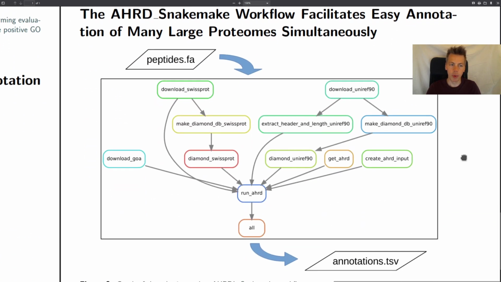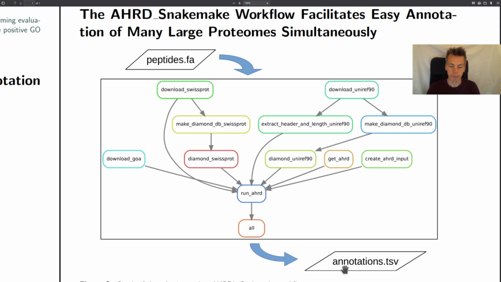So AHRD was always fairly easy to use, but we now made it even easier by integrating it into a Snakemake workflow. Snakemake is a workflow management utility that uses Conda to manage the software dependencies we need. The user only has to input peptide FASTA files, and the workflow downloads the necessary information from databases and also does the searches, gets and builds AHRD and runs it, and then spits out the annotations. This is able to scale from a single bacterial proteome on a laptop to dozens or hundreds of eukaryotic proteomes on a cluster.